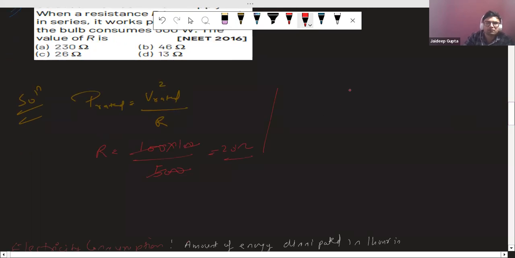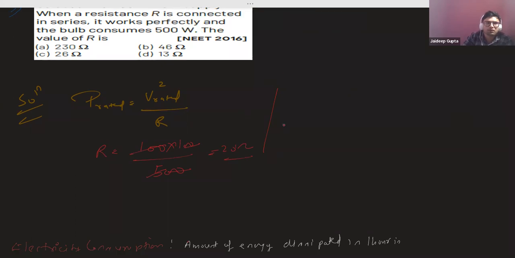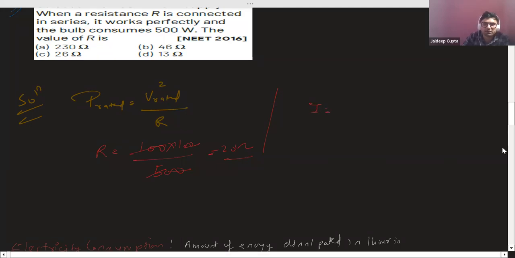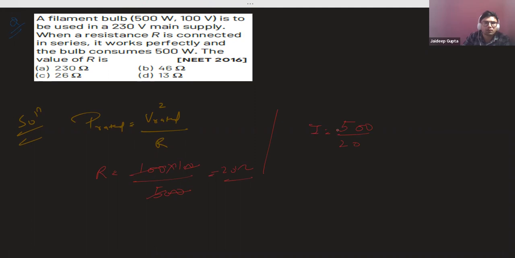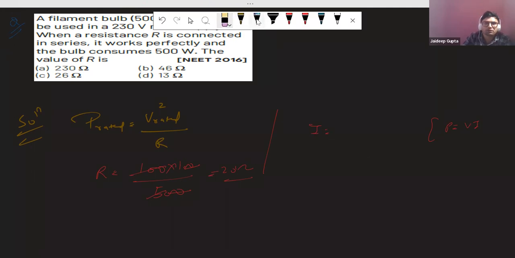Now further, what do we want? Now what is the current? Power P equals VI. So I equals P over V, which is 500 over 100. That is 5 ampere in the circuit.